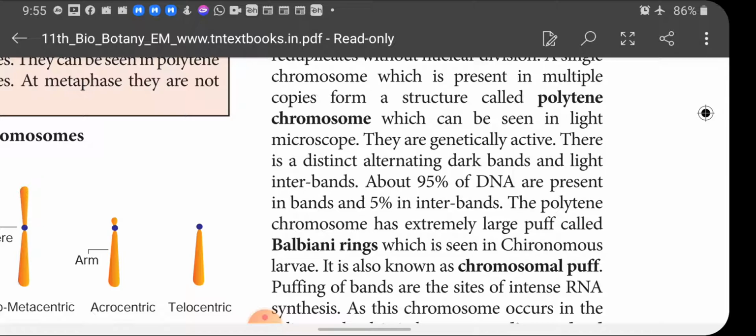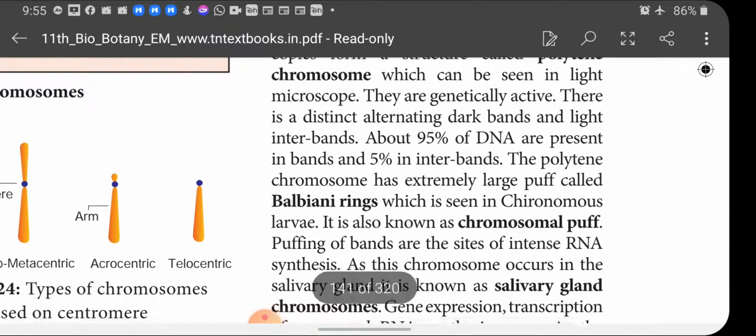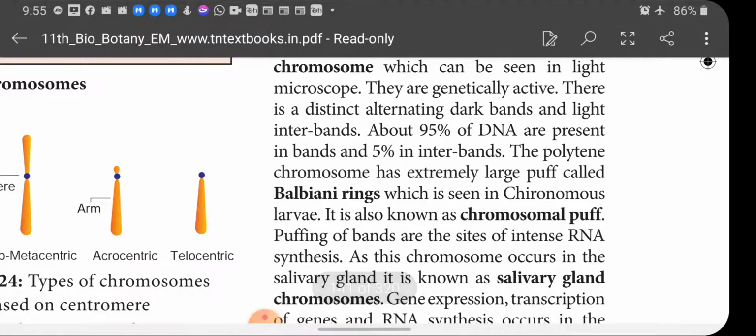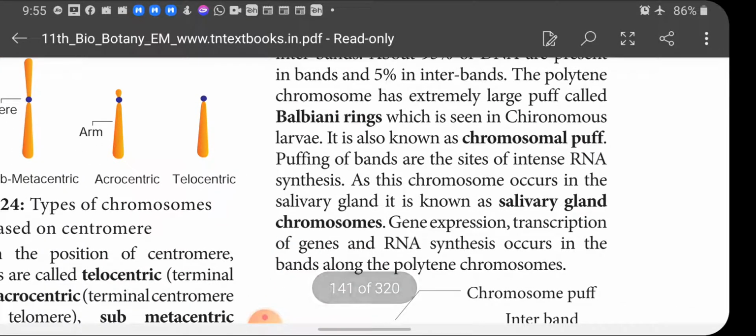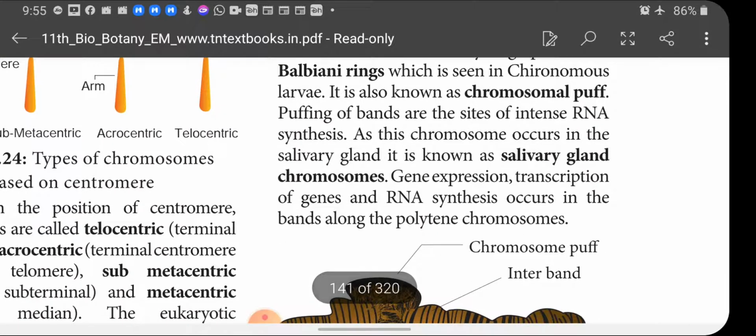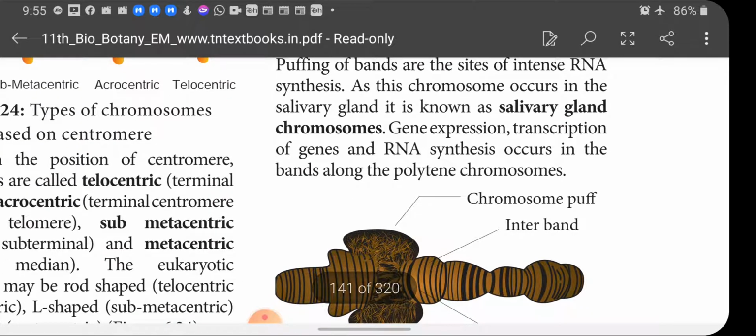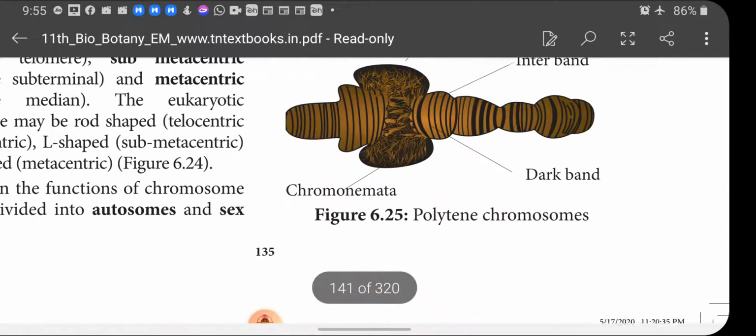The polytene chromosome has extremely large puffs called Balbiani rings, which are seen in Chironomus larva. It is also known as chromosomal puff. Puffing of bands marks the sites of intense RNA synthesis. As this chromosome occurs in the salivary gland, it is known as salivary gland chromosome. Gene expression, transcription of genes and RNA synthesis occur in the bands along the polytene chromosomes.